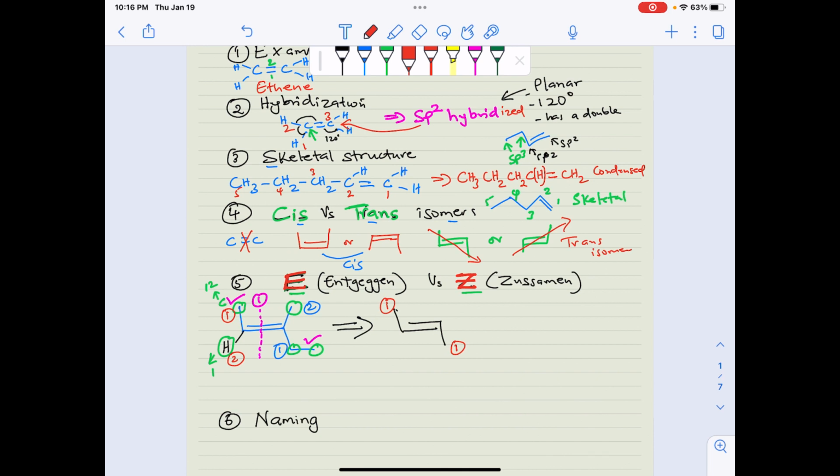If the high priority groups are opposite, then we label that E isomer. So this is an E isomer. If the high priority groups are on the same side, then we'll label that as a Z isomer. So Z isomer, the easiest way to remember it is "zame zide." That means the high priority groups, that's group number 1 on the left and number 1 on the right, are both on the same side. So they are both either up or they're both down. They're almost like what you will call a cis isomer, but now we focus on priority.